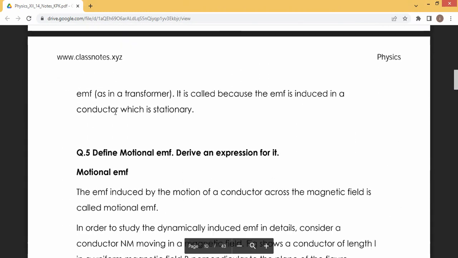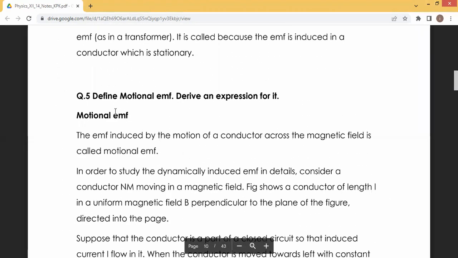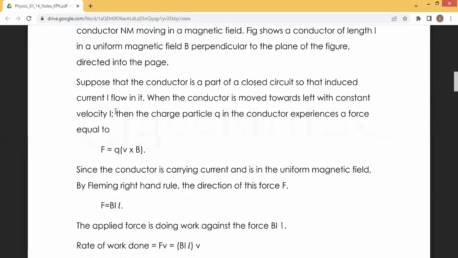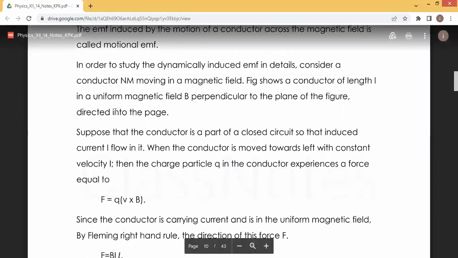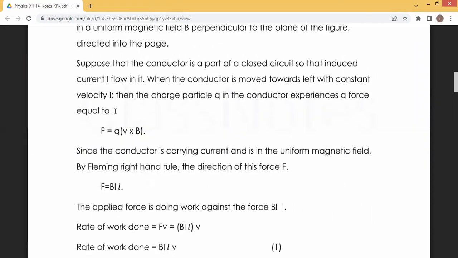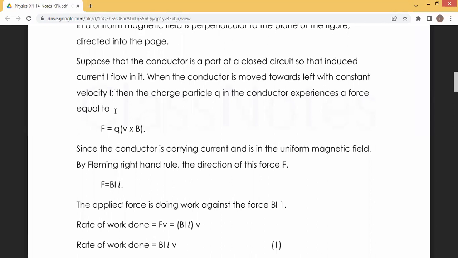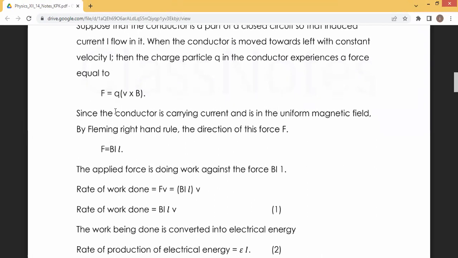Next is motional EMF. The EMF induced by the motion of the conductor is known as motional EMF. According to the relation F equals qvB, q is the charge, v is the velocity, and B is the magnetic field. So it will be written as F equals B I l, where B is the magnetic field, I is the current, and l is the length.